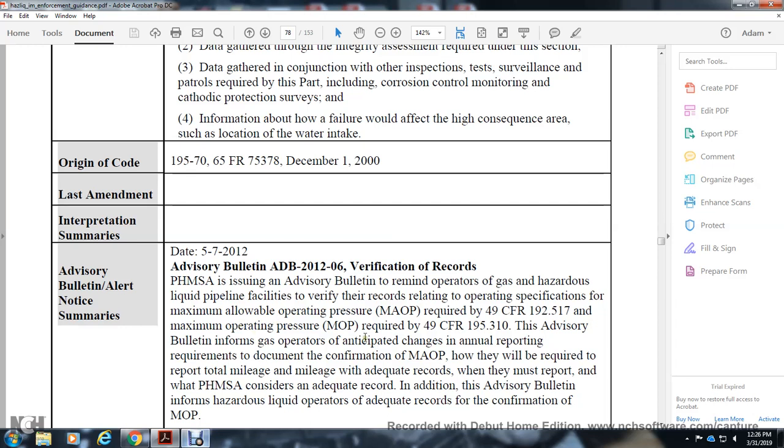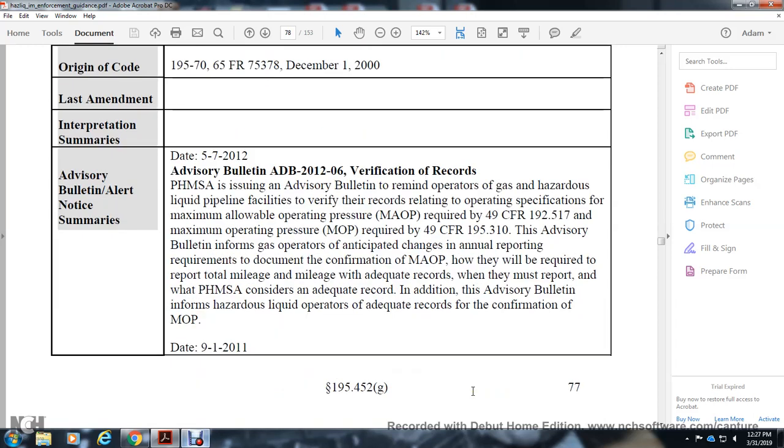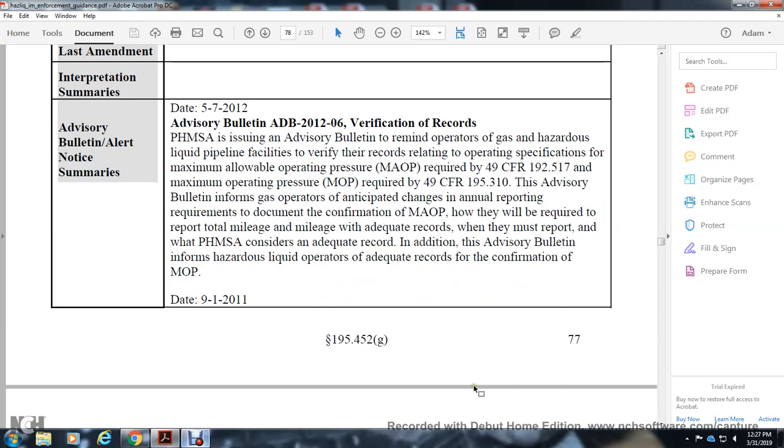The advisory bulletin informs gas operators of the annual reporting form for the documentation of maximum allowable operating pressure. They will be required to report the total mileage with adequate records, while they must report with PHMSA to give the adequate required. In addition, the advisory bulletin informs hazardous liquid operators that adequate records must conform with the maximum operating pressure. Date: 1st of November.